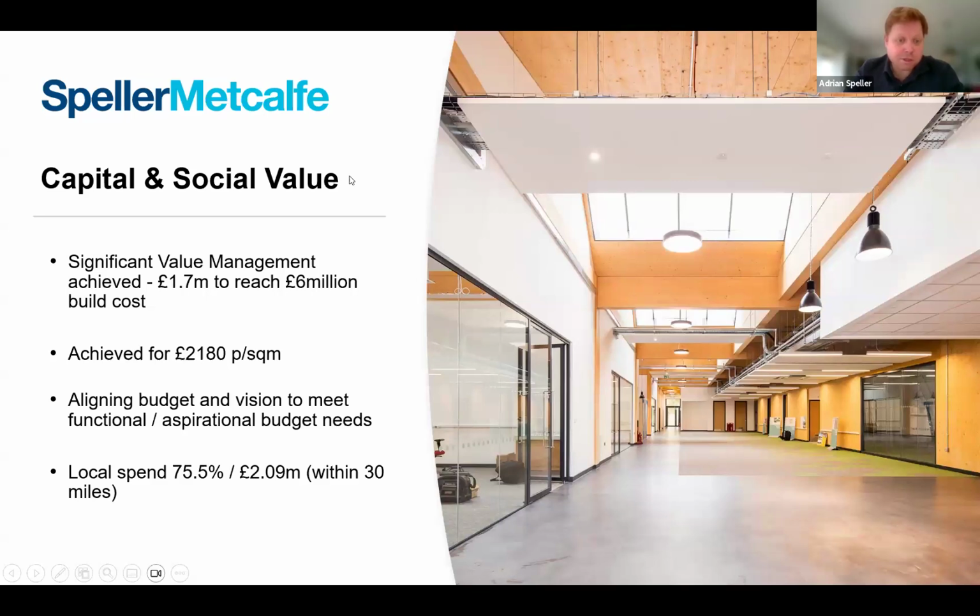Achievements. Capital cost: £1.7 million in value engineering, or value management as I'd prefer to call it, achieved to reach the £6 million capital budget, and a build cost achieved of £2,180 a square metre. Obviously the large workshop space helps that cost efficiency, but in a time of rising costs, it's an exceptional achievement, aligning the budget and the flexibility of the building to the output. A local spend of 75%, which we're really proud of, within 30 miles of the project, for the supply chain value.